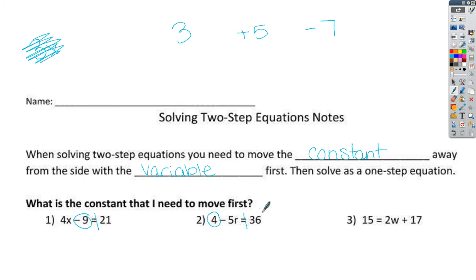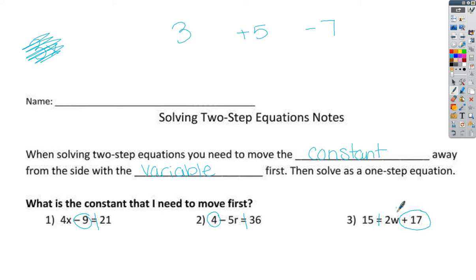And then in number 3, we are looking on the side with the variable. So I want you to see if you can find the constant and circle it on your paper. When you're ready to check your answers, go ahead and hit play. Please pause the video. Okay, so the constant in this one is 17.